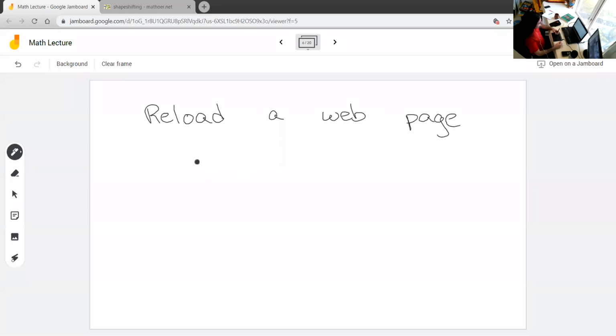Then you normally do either F5 or Control R, or you hit the little button that looks like that. Right? Those are sort of the normal ways to reload a web page. And to save time, because this was all established back in the days when internet was very slow, those don't actually reload the web page.